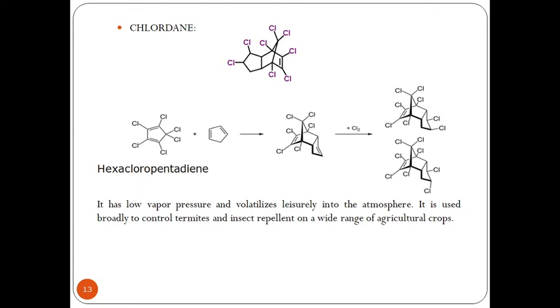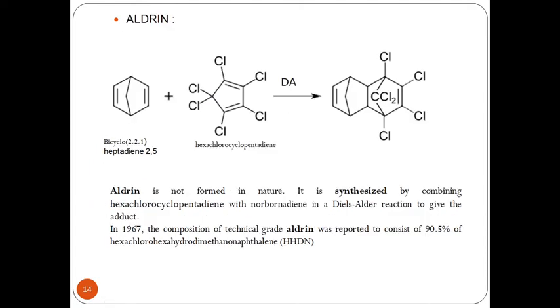So chlordane has a wide range of applications. It is used to control termites, and it has also been used on various types of agricultural crops. But basically, when we look at the chlordane structure, it says that there is a formation of a Diels-Alder adduct as an intermediate. Further, after the formation of this Diels-Alder adduct, excess chlorine is added and then we get a chlordane structure. Coming to aldrin.